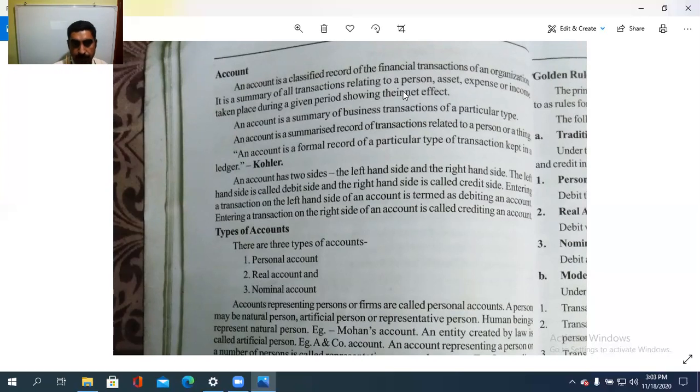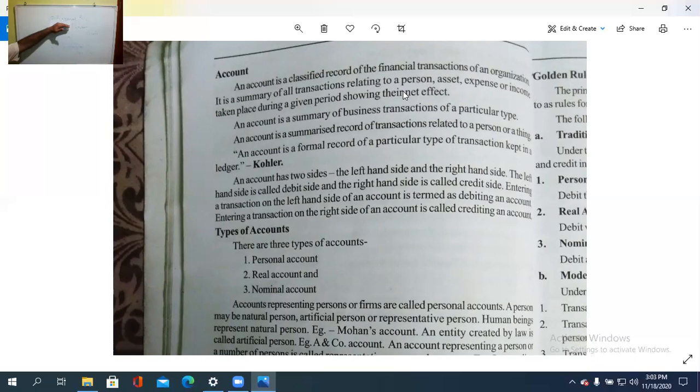So the types of accounts are: personal account, relating to persons; next, real account, relating to assets; and number 3, nominal account, relating to expenses or income. So those are the three cases: personal account, real account and nominal account.